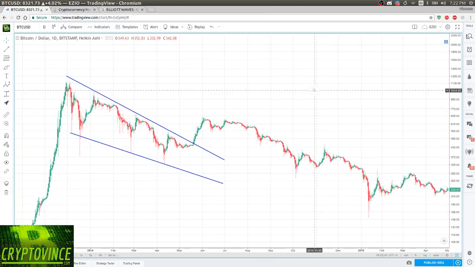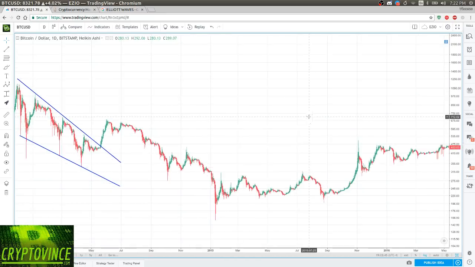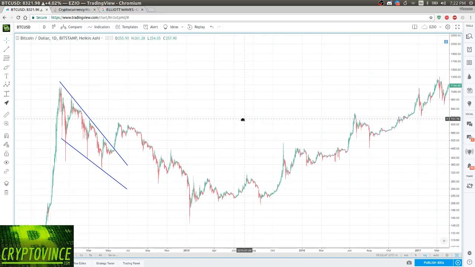Neblio is at the bottom too. Everything is at the bottom. It didn't break it yet.